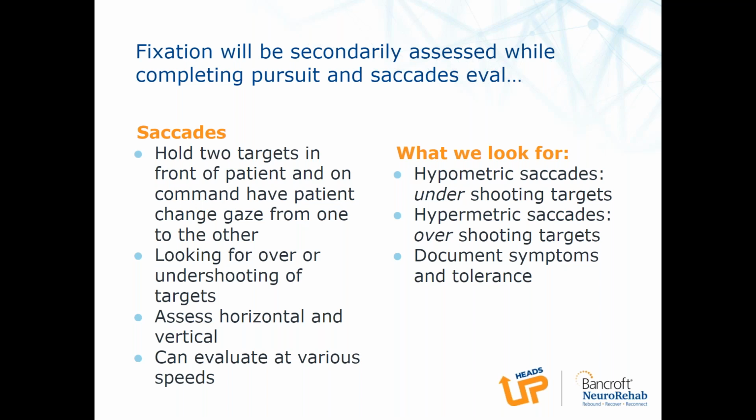So for saccades, we're holding two targets in front of the patient, again about 1.5 feet on either side of their midline. And we're asking them to change their gaze from one place to another on our command. What we're looking for here is there any undershooting, so a pause where their eye kind of stops and then they move towards the target, which is called a hypometric saccade, or an overshooting, so their eyes go past the target and then they have to pull them back. Same thing, we're assessing this horizontally and vertically, and we can evaluate at various speeds.